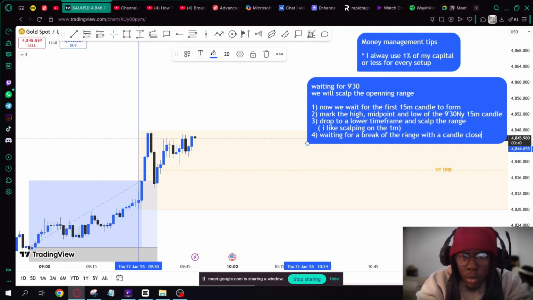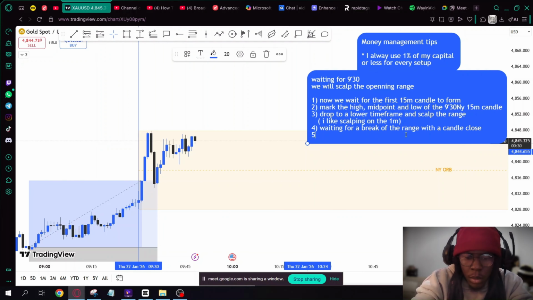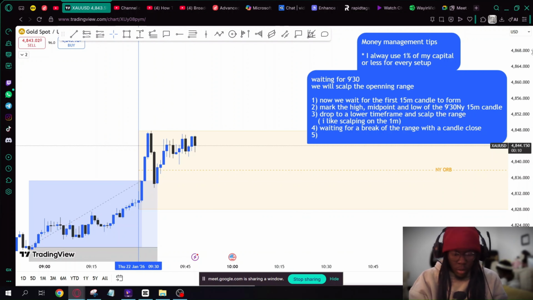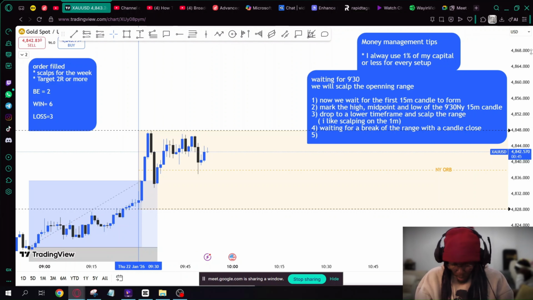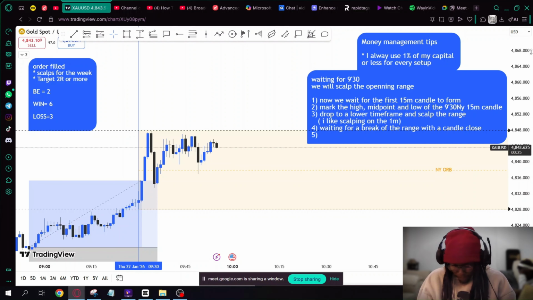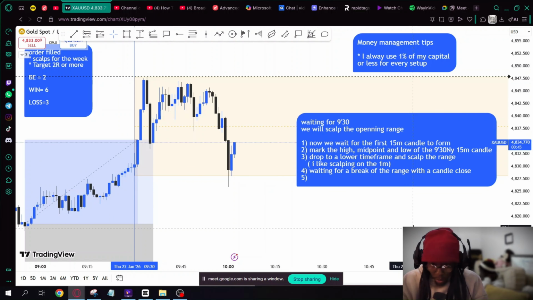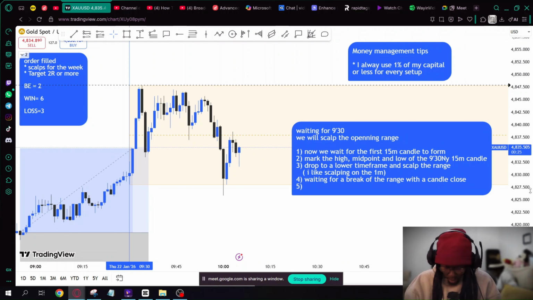So here are the rules. First of all, you have to wait for 9:30, 9:30 New York time. You wait for the first 15-minute candle to form, or you wait for 15 1-minute candles to form. Then you mark the high, the low, and the midpoint of that candle.